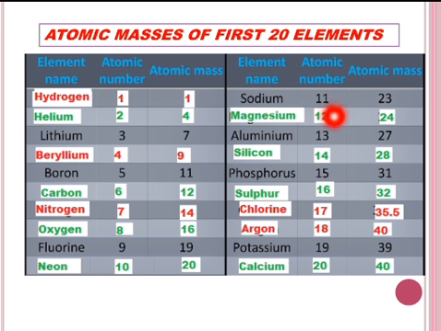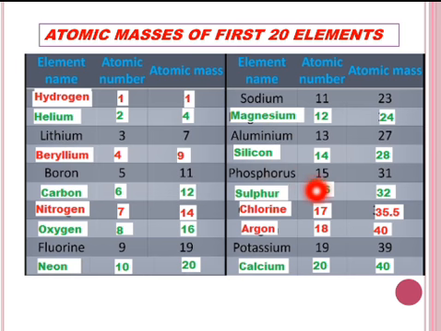Sodium, atomic number 11, odd number. Double this number and add 1 to it. 11 double is 22 plus 1, 23. Then aluminium, 13, again odd number. Double this number and add 1 to it. 13 double is 26 plus 1, 27.